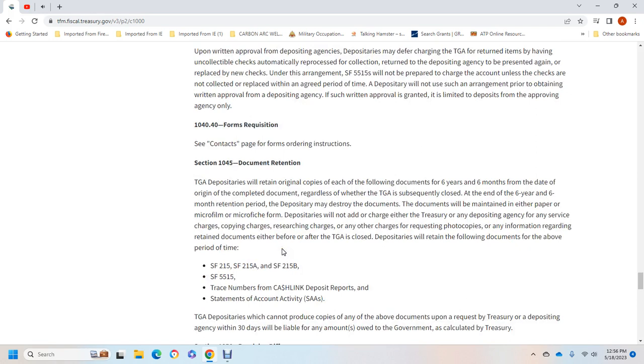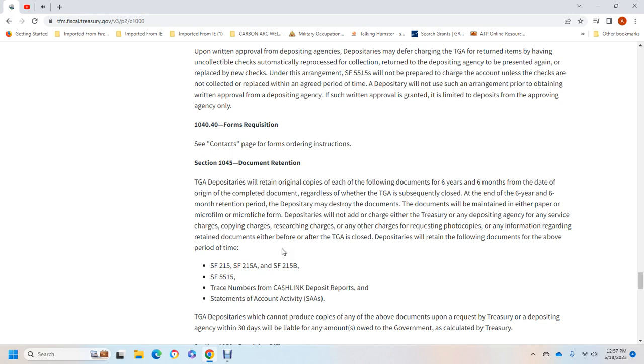Document retention. Treasury General Account depository will retain an original copy of each of the following documents for 6 years and 6 months from the date of the original completed document. Regardless of whether the Treasury General Account is subsequently closed, at the end of the 6 years and 6 months of the retention period, the depository may destroy the document. The documents will remain either in paper, microfilm, or microfiche form.